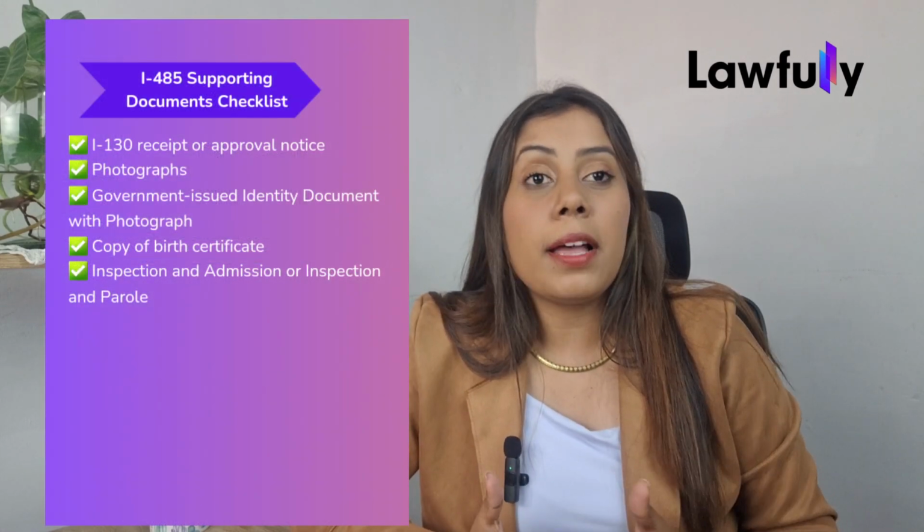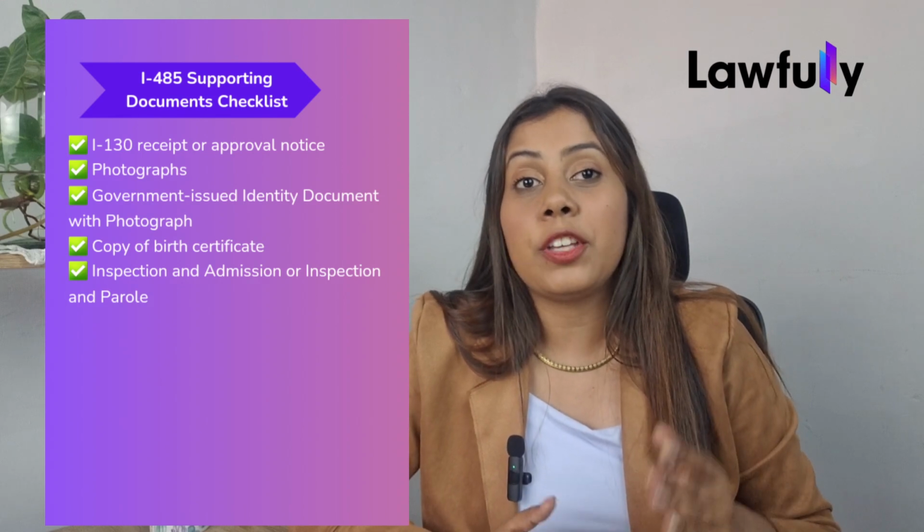Inspection and admission or inspection and parole. USCIS states that you must establish any claim that you were admitted or paroled into the United States. This evidence must relate to your most recent arrival into the United States, so you must submit copies of the following documents if available. Passport page with admission or parole stamp issued by a U.S. immigrant officer, passport page with non-immigrant visa, and Form I-94, which is the arrival departure record.